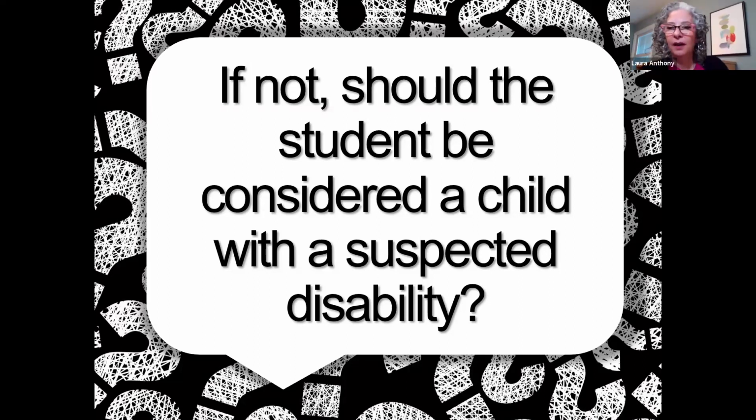Great. So the question here is, if the door is open, but the district has not determined there is a suspected disability within 30 days of parent request, does the student have protection? Yes, the door is open.